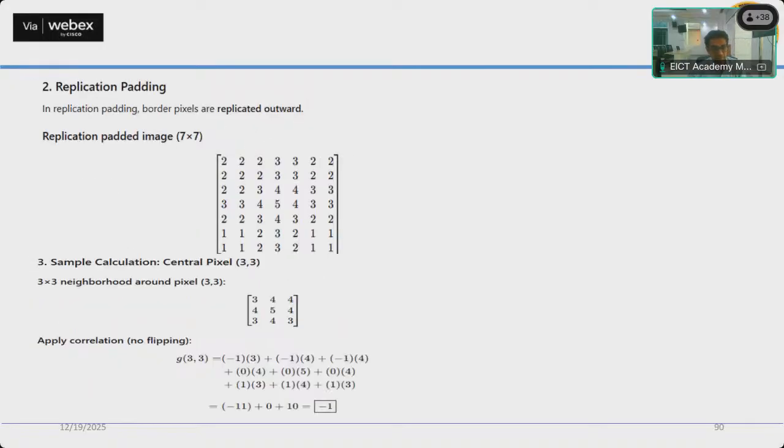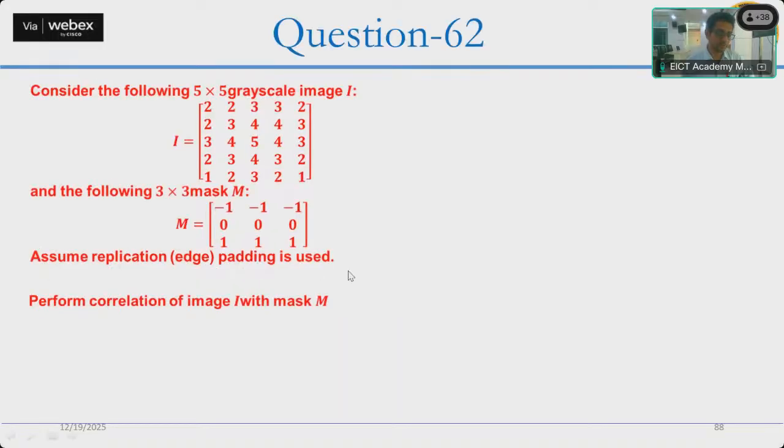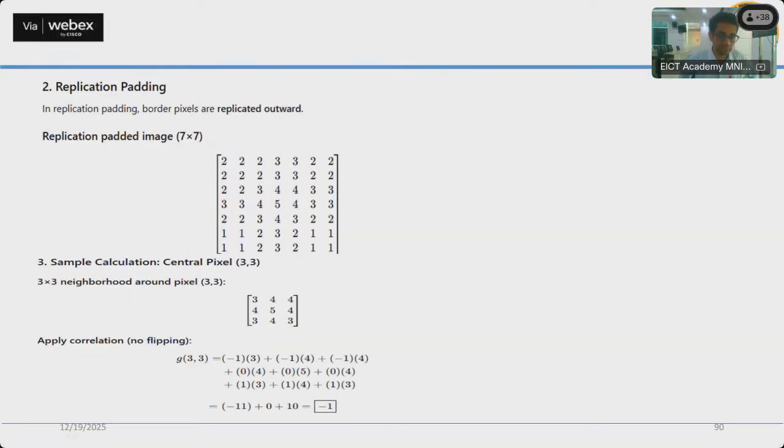Can we see it here? Yes, it is there. What will be the length? 1, 2, 3, 4, 5, with 1 on each side, so it becomes 7 actually. 7 by 7. This is the 3 by 3 neighborhood around the pixel when we calculate it. So applying correlation, it is G3 of 3.